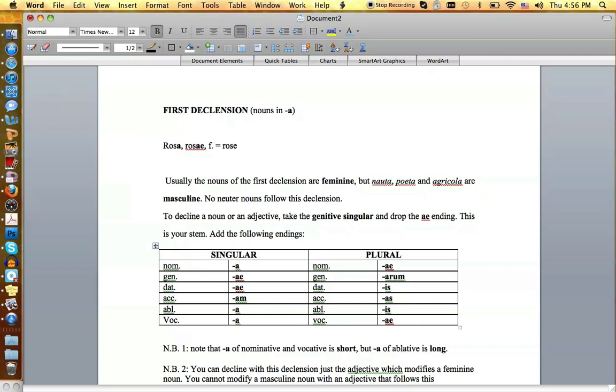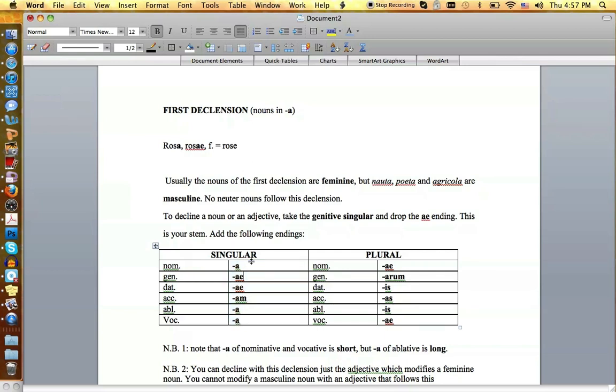Rosa, rosae, rosae, rosam, rosā, rosa follow the endings of the first declension, a, ae, ae, am, ā, a. Of course, you have to know that the first is nominative, the second is genitive, then dative, accusative, ablative, vocative. So make sure that you know the sequence and then just repeat a, ae, ae, am, ā, a, until you know it without even thinking about it.